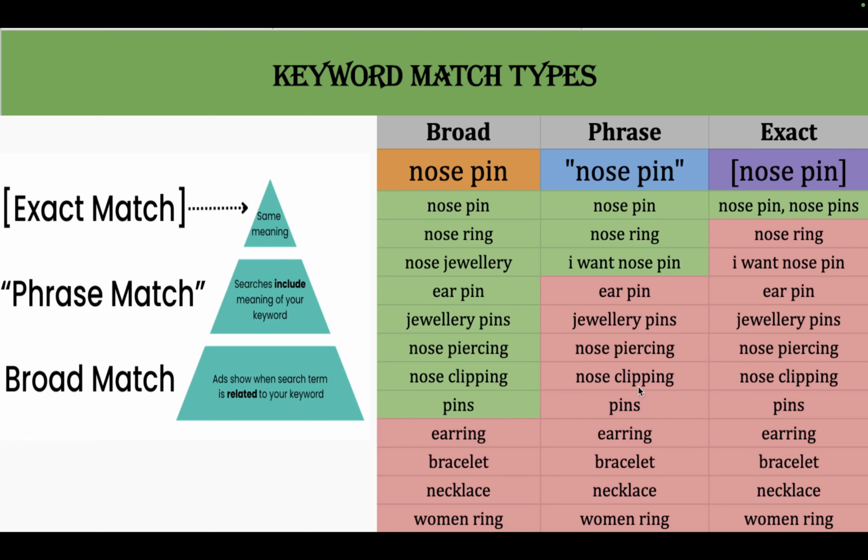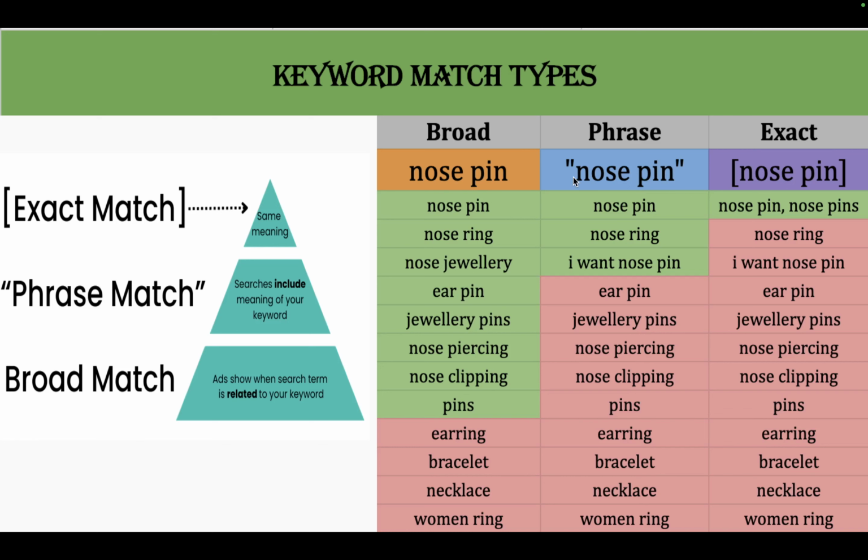But you can say, I don't want to show the ad on nose ring because this is not really related to nose pin. You can say, I don't want to show the ads on I want nose pin too. Maybe you want to be very, very specific. Maybe you only want to show the ad when somebody types nose pin. That's it. So how do you do that?